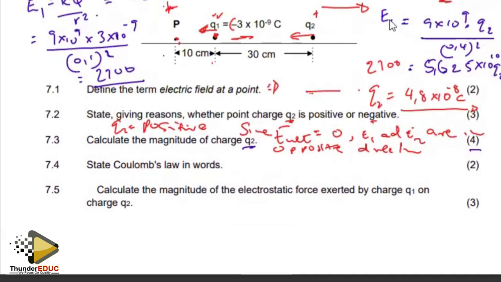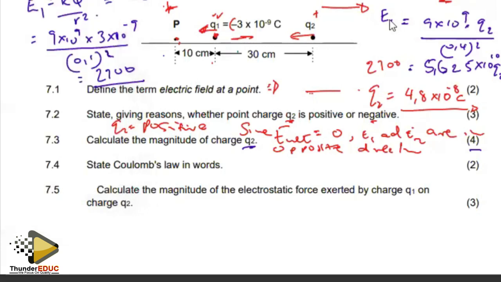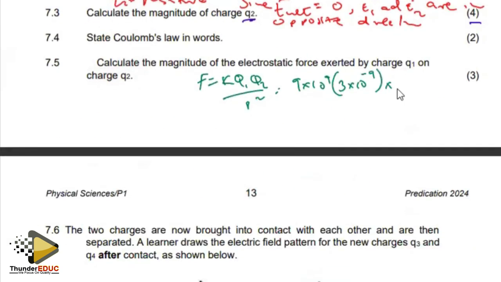So we already have the Q1. Now we calculated our Q2, which is 4.8 times 10 to the negative 8. So let's just get the force. Remember, the distance is 30 centimeters. So force, we said it's K, Q1, Q2 over R squared. So 9 times 10 to the 9, times 3 times 10 to the negative 9, and then times 4.8 times 10 to the negative 8, over 30 centimeters, which is 0.3 squared.